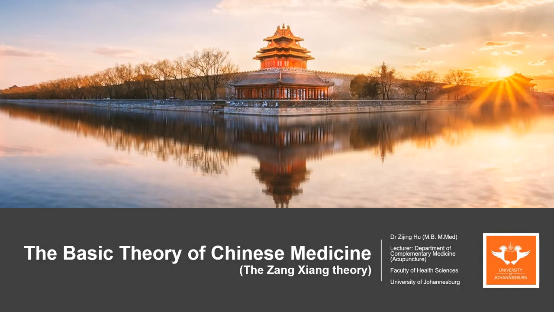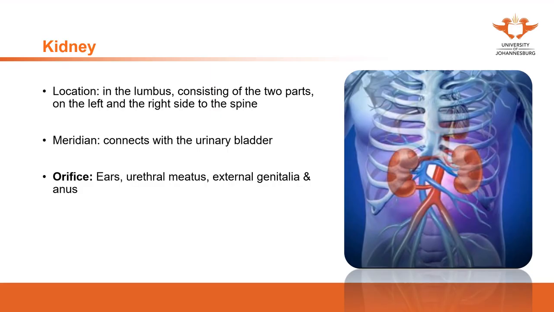Hello, class. In this video, we are going to introduce the last Zang organ, the kidney. The kidney is located in the lumbus, consisting of two parts. One sits on the left, and the other one sits on the right side of the spine. The kidney meridian connects with the urinary bladder. The orifices of the kidney are the ears, urethral meatus, external genitalia, and anus.